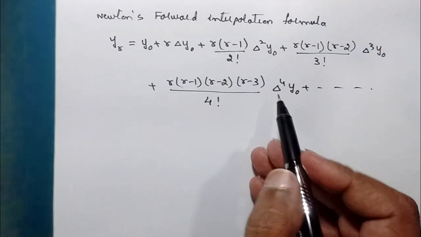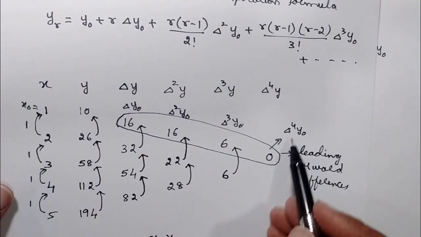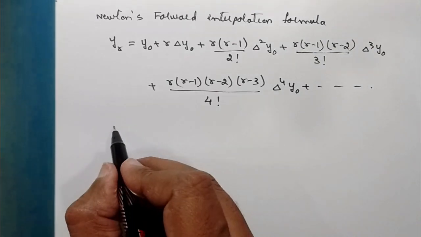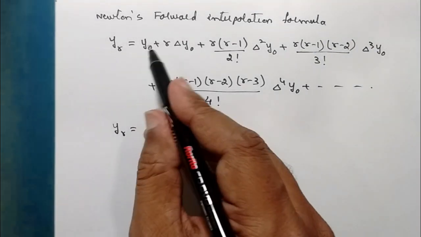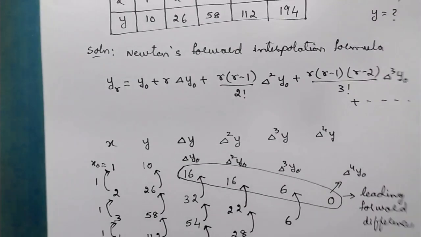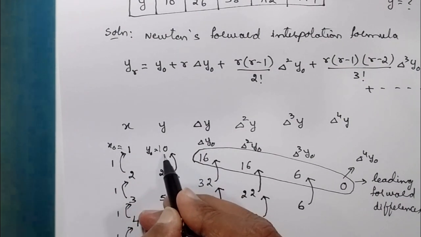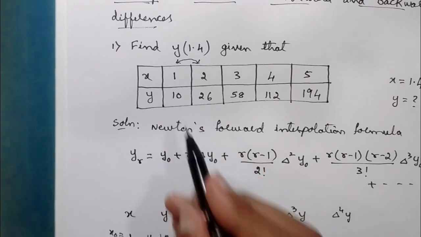Because up to delta power of 4 y naught you have the value, you have to write the formula up to delta power of 4 y naught. So let us just try to plug in these values. So y_r will be equals to y naught. What does y naught represent? Y naught represents the first value of y. So this is your y naught, first value of y in the table.